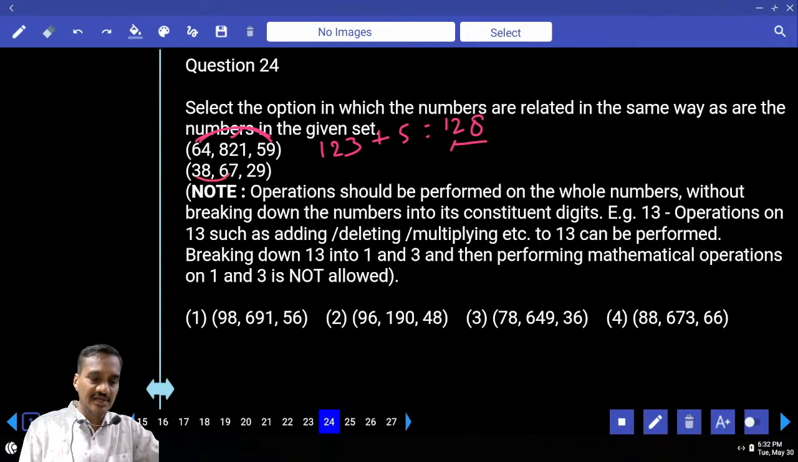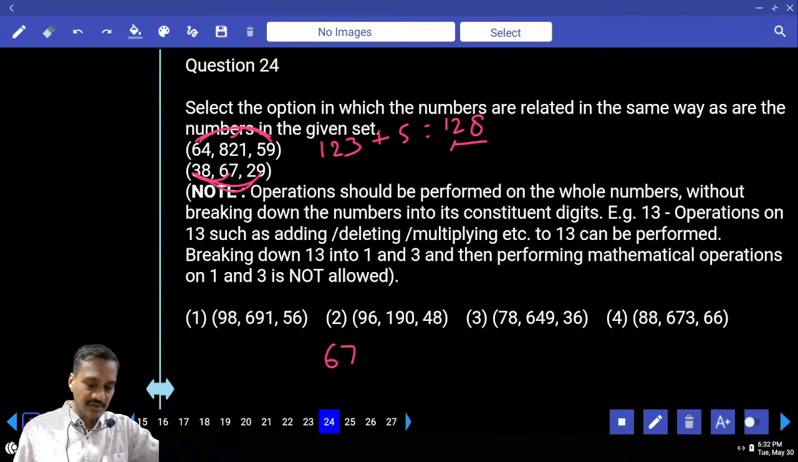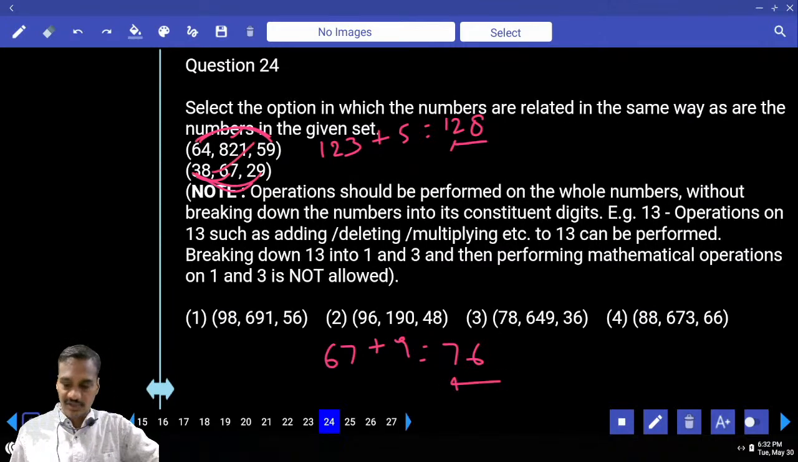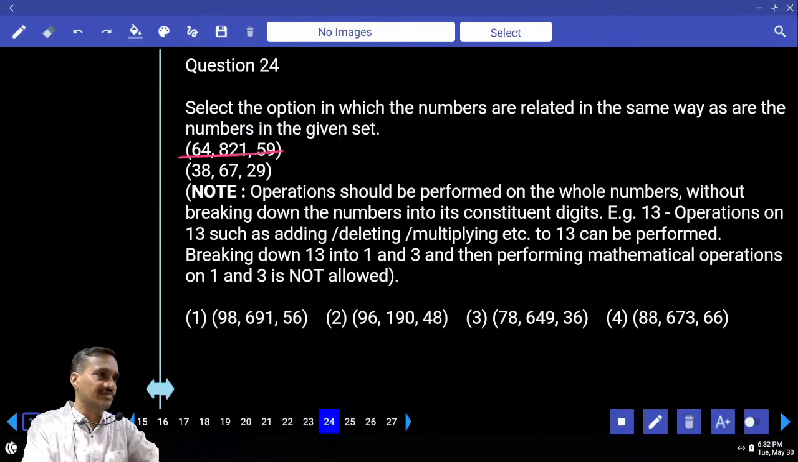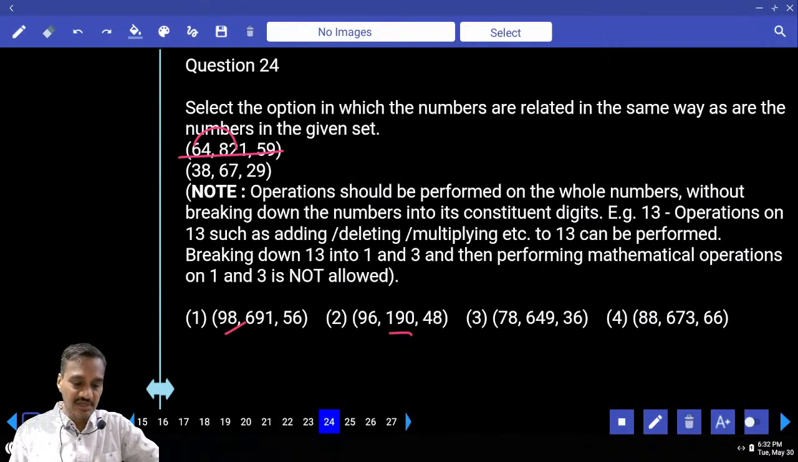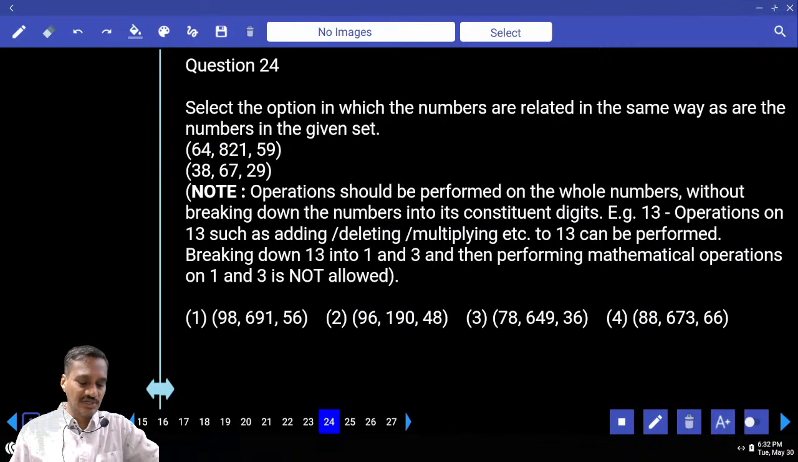And again, 38 plus 29 is 67. The difference between 38 and 29 is 9. Now 67 plus 9 is 76. When 76 is written in the reverse order, it is 67. We need to use all 3 numbers given, not only the first 2 numbers. If there is another choice like reverse, double reverse, then you will get stuck. Isn't it?